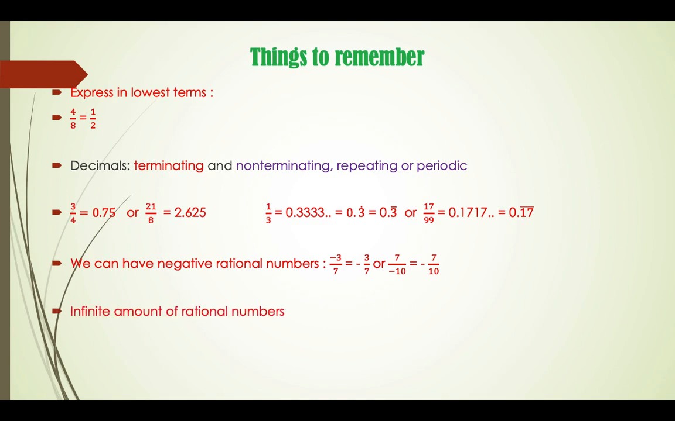One more thing I should mention about rational numbers is that there is an infinite amount of rational numbers. In the same way, there is an infinite amount of integers, whole numbers, and natural or counting numbers.